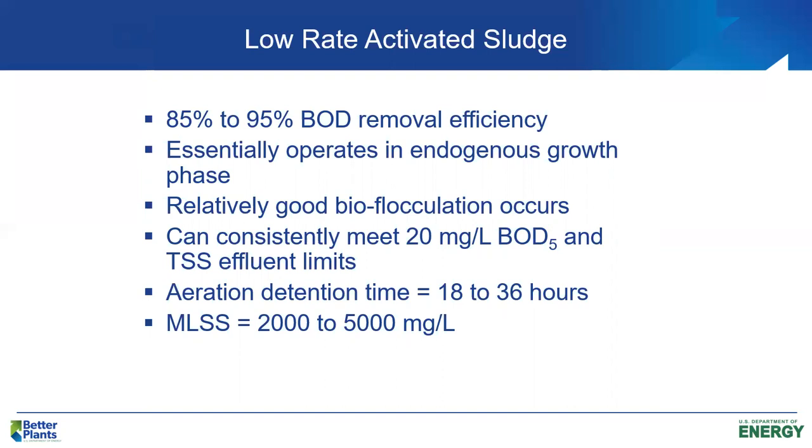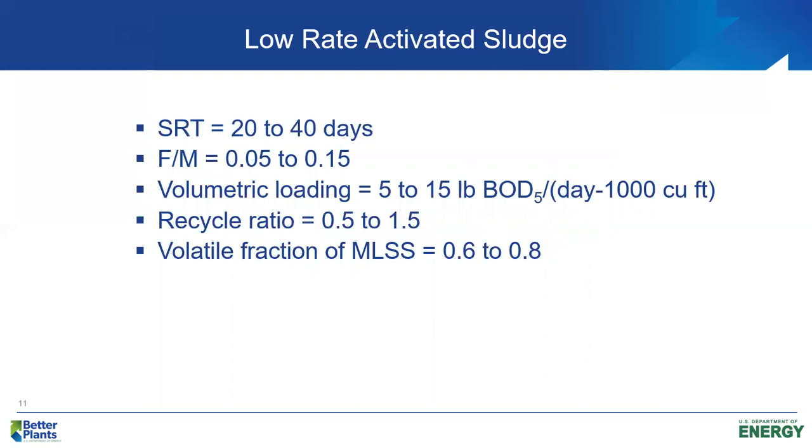And one of the advantages of low rate activated sludge is we can produce excellent effluent quality. So if you have stringent effluent limits and you're not a large city, then low rate activated sludge is a process you definitely want to consider. The SRT, again, is normally 20 to 40 days, and because of that long SRT, long sludge age, the nitrifying bacteria are able to establish themselves quite well.